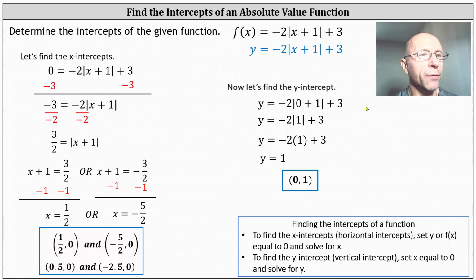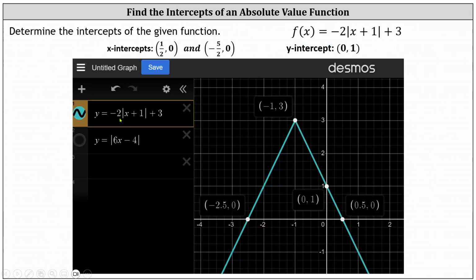Before we go, let's check this graphically using Desmos.com. You can see on the left I entered the function y equals -2 times the absolute value of the quantity x plus 1, plus 3, which is graphed on the right. Checking the x-intercepts first, we have (-2.5, 0), or (-5/2, 0), as well as (0.5, 0), or (1/2, 0). And here we see the y-intercept, or vertical intercept, of (0, 1), verifying our work is correct.